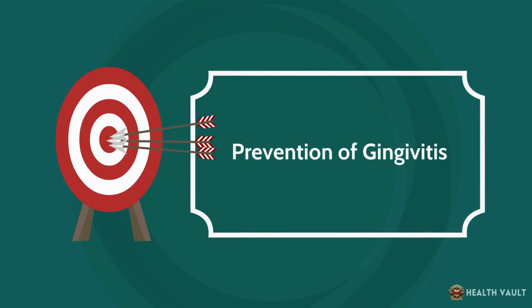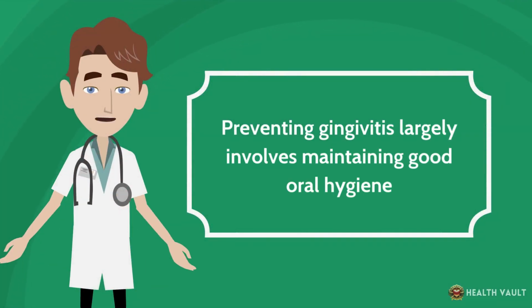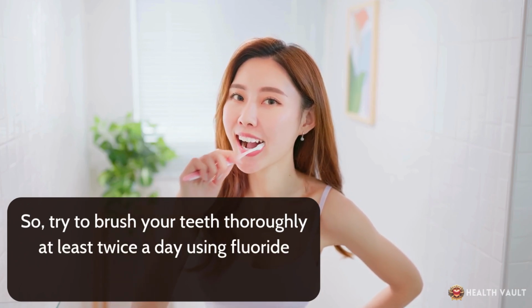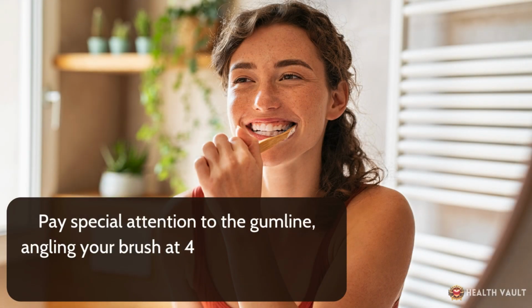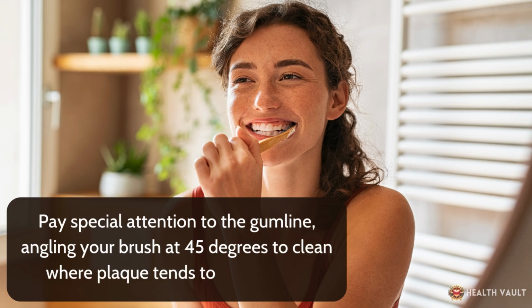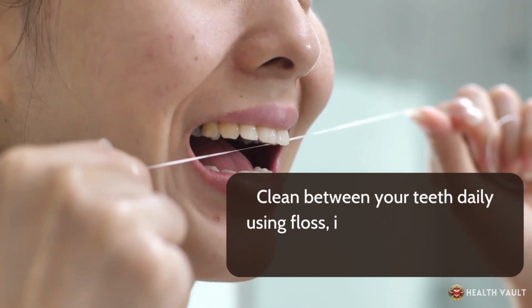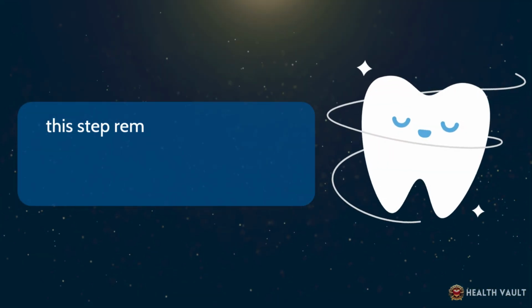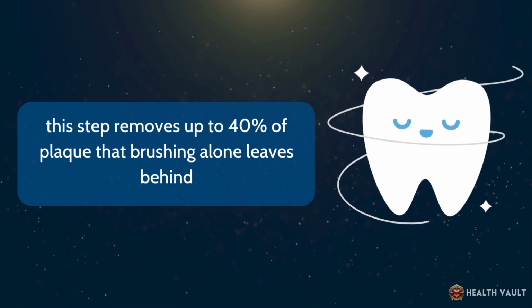Prevention of gingivitis. Preventing gingivitis largely involves maintaining good oral hygiene. So try to brush your teeth thoroughly at least twice a day using fluoride toothpaste and a soft bristled brush. Pay special attention to the gum line, angling your brush at 45 degrees to clean where plaque tends to accumulate. Clean between your teeth daily using floss, interdental brushes, or water flossers. This step removes up to 40% of plaque that brushing alone leaves behind.